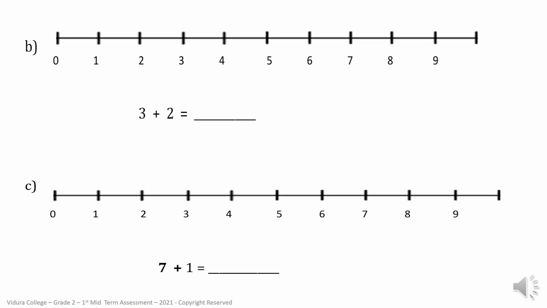Now let's go to part B. 3 plus 2 equals blank. Now you can do the same. Show on the number line and then write the answer on the blank.